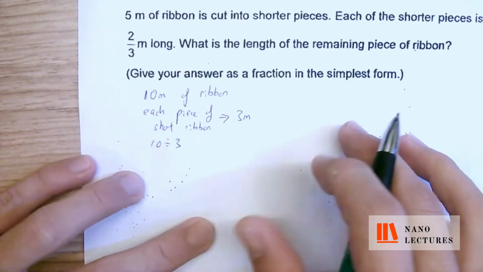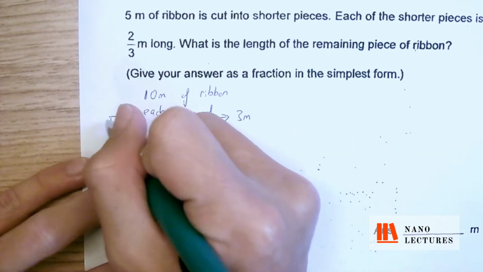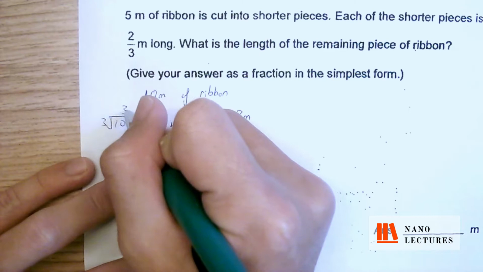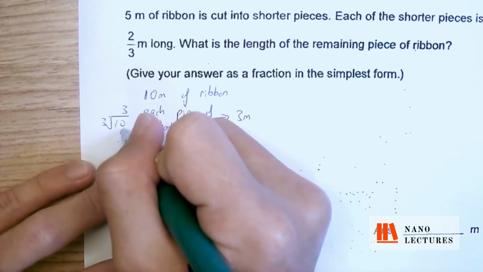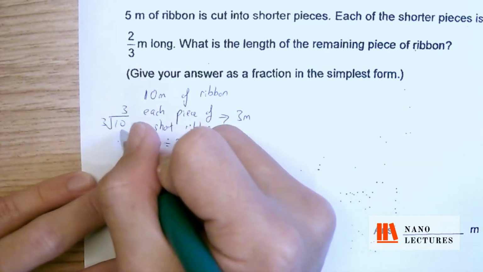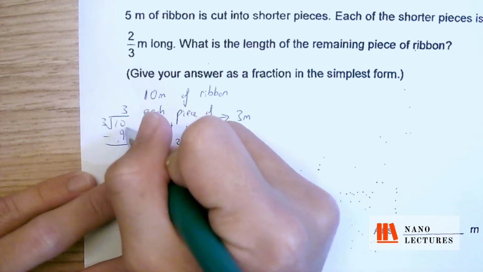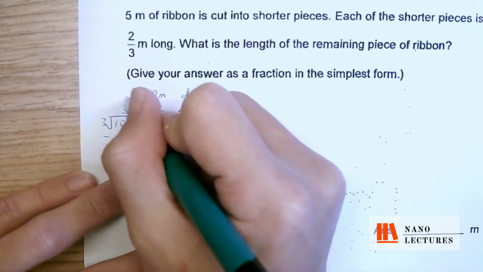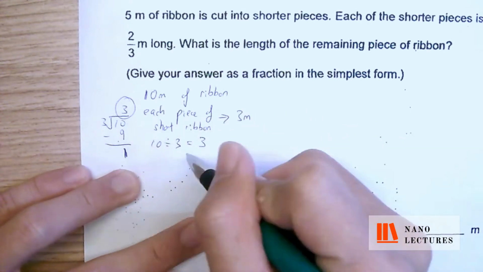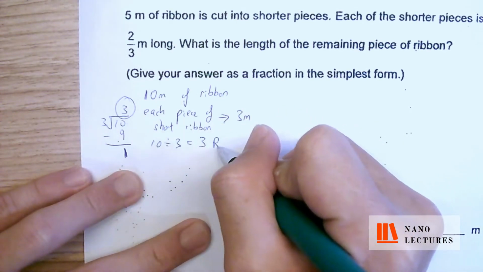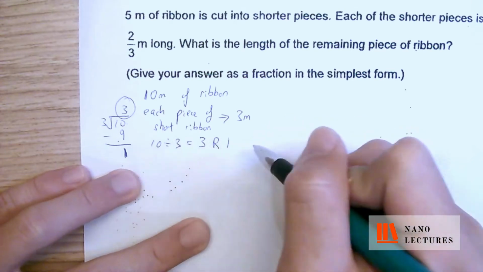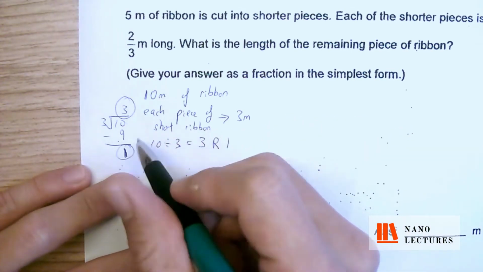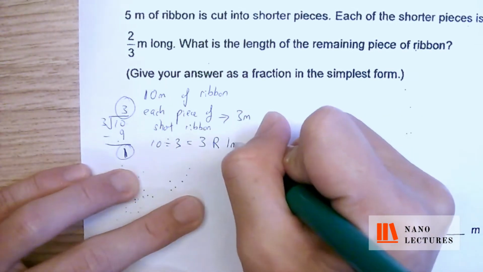So if we were to do the long division, look, 10, 3, so obviously here will be 3, because 3 times 3 will give me 9, which is just right below 10, and then 10 minus 9 will give me 1. So I know that from here I can cut 3 pieces of 3 meter ribbon, and I have a remainder of 1. And what is this 1? It is not one piece of ribbon, it is remainder 1 meter.